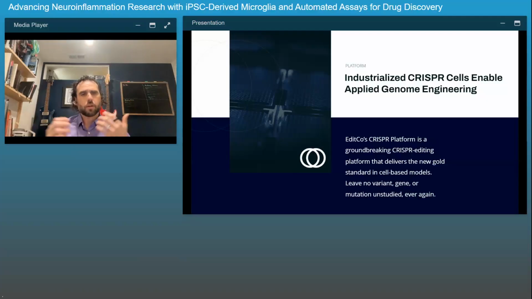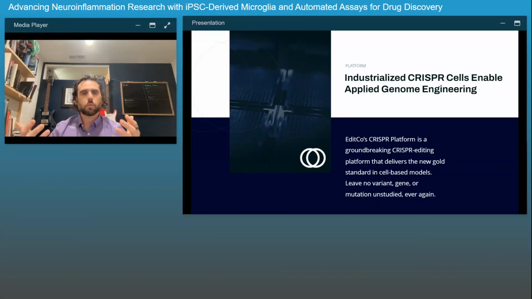So at the core of Editco, what we're really focused on is democratizing CRISPR, right? Editco's mission is to make CRISPR technology accessible to everyone, from these large research institutions to small biotechs and even individual academic researchers in the world. We aim to do this by offering affordable, easy to use CRISPR kits and cell line engineering services, as well as our comprehensive technical support and customer support teams.